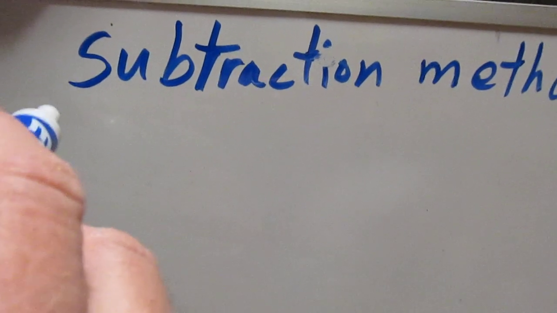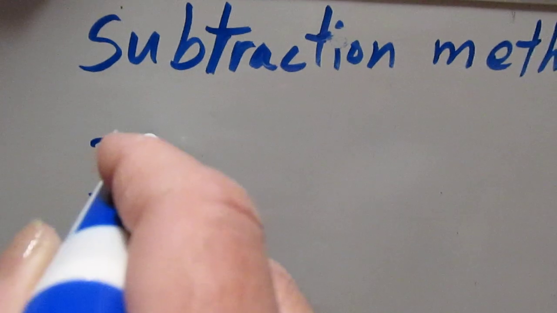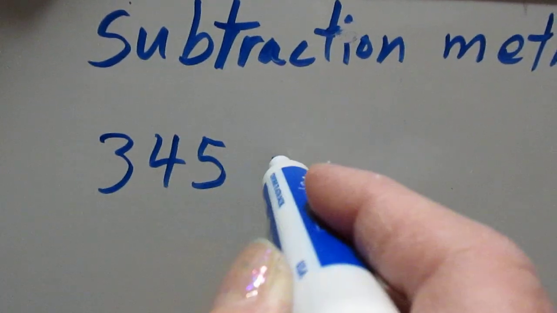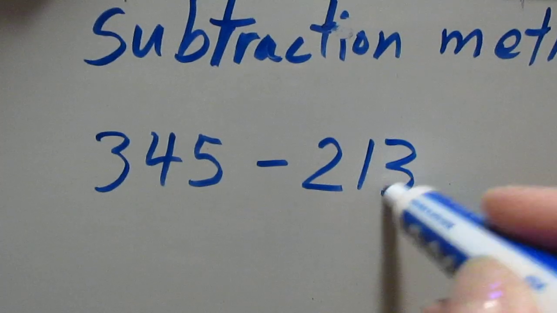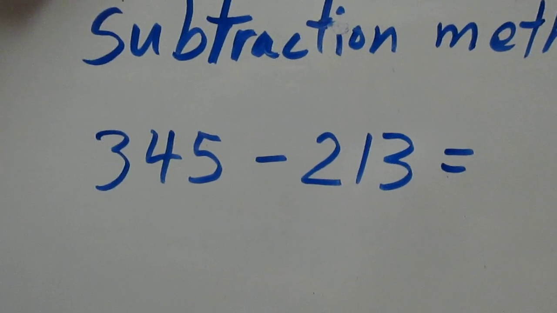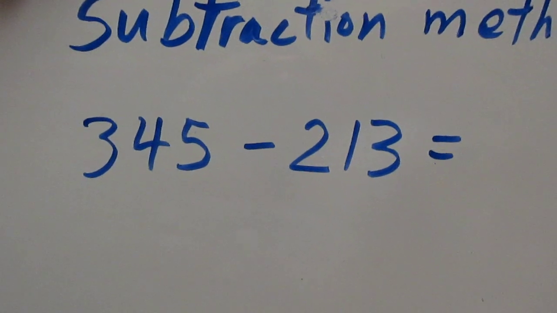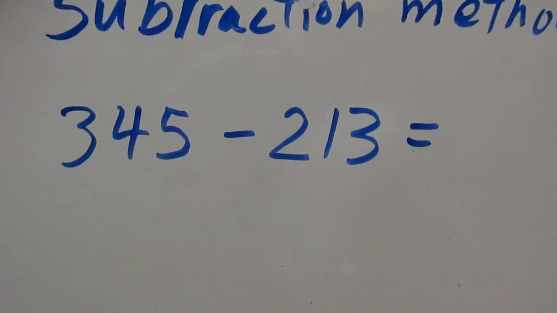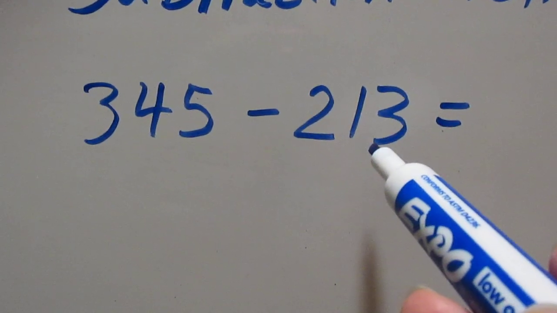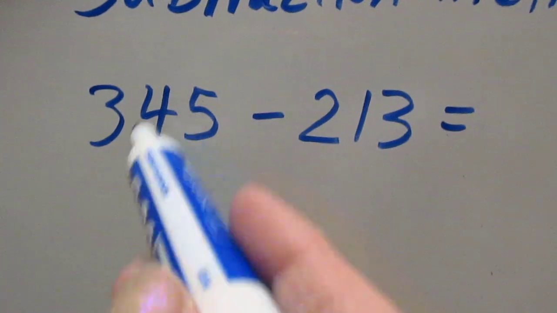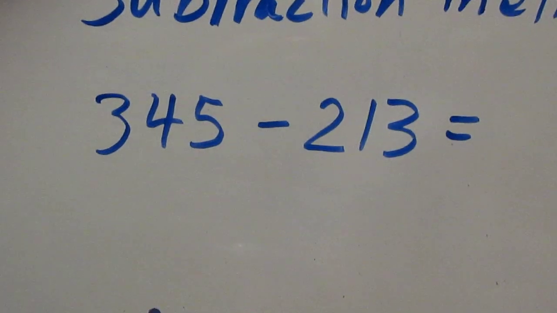So, for example, if I have 345 and I wish to take away 213. This one will work just fine for the expanded or decomposed method, because all of the digits in the second number here are smaller than the digits in the first number.